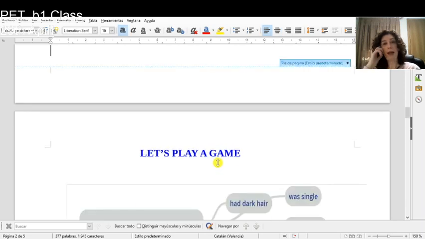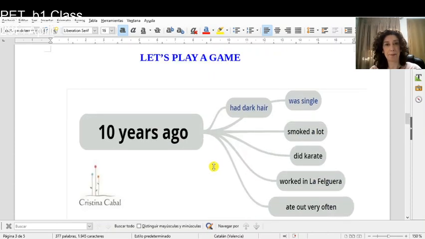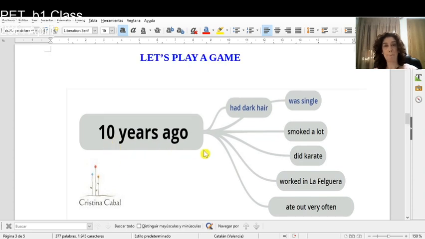And I would like you to play a game by Cristina Cabal. Then, let's play a game. Imagine what were the characteristics, what was happening 10 years ago. In blue, you see stative verbs, events, but not routines. That's why they are written down in blue. These are action verbs in black color. Then, 10 years ago, I had dark hair. Now I dye it. Ahora se lo ha pintado.